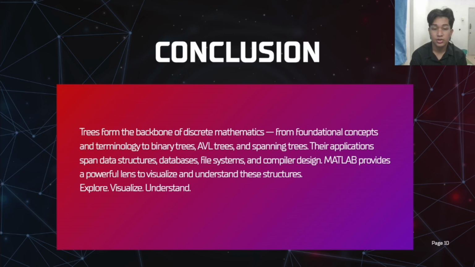To conclude, tree structures are an essential concept in discrete mathematics and computer science. Throughout this project, we explored several important types of trees, including binary trees, AVL trees, expression trees, and spanning trees. Each structure serves a unique purpose, from organizing and searching data efficiently to representing mathematical expressions and connecting networks. These applications can be found in databases, file systems, compilers, and many other real-world computing systems.